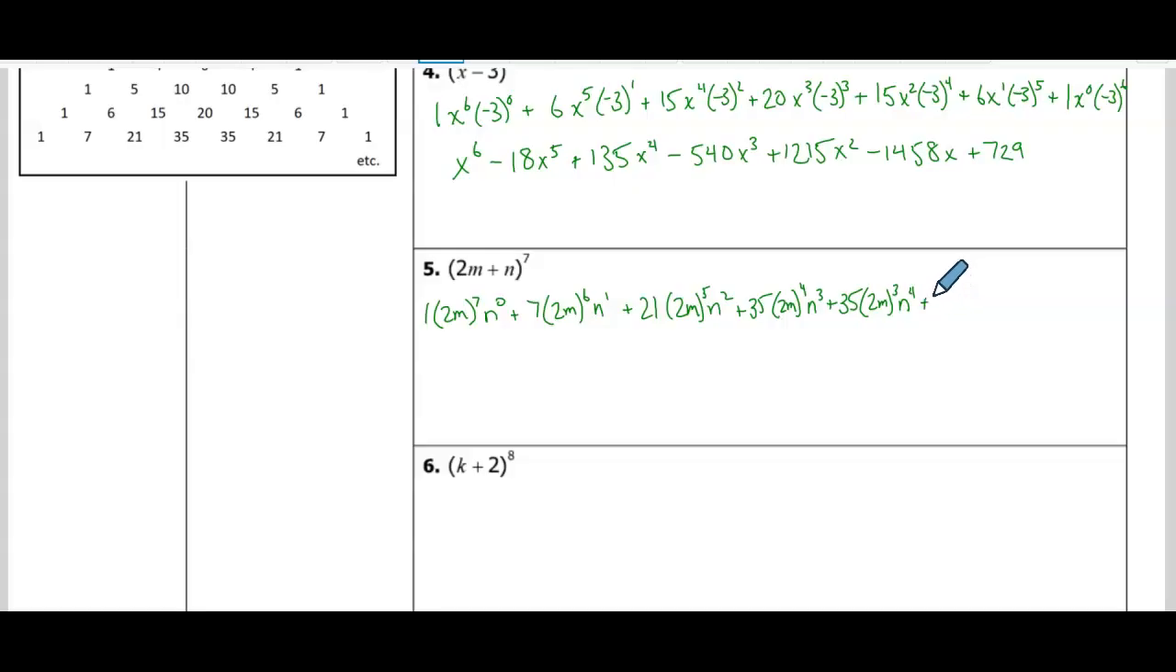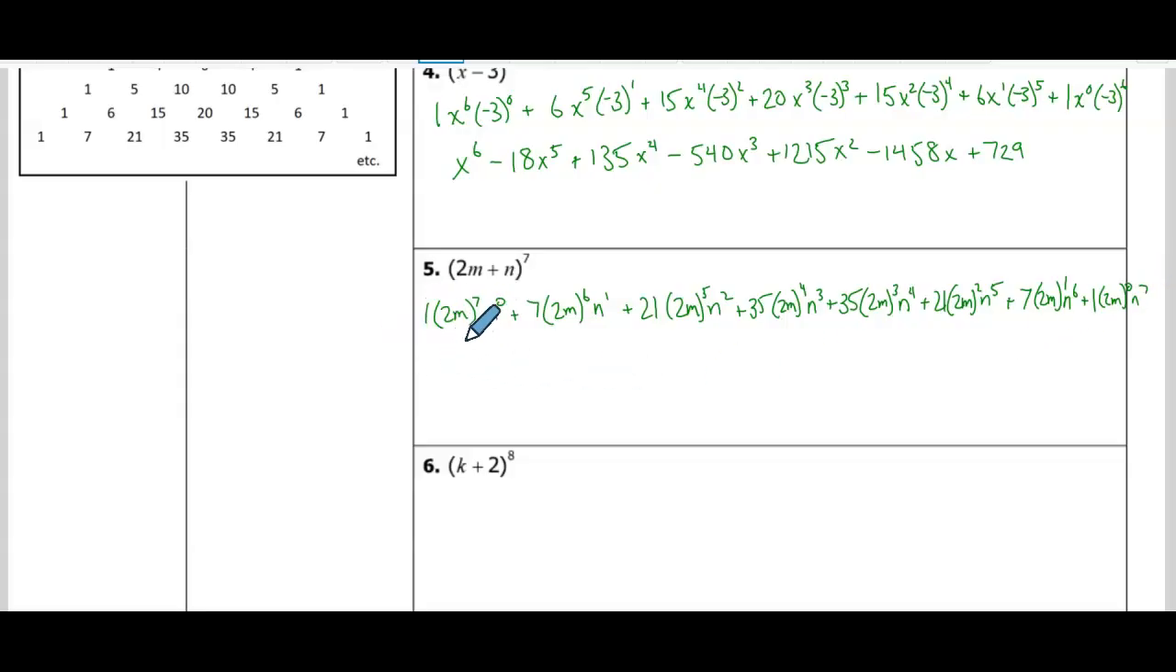Now we have a 21 again. 2m squared. N to the 5th. A 7. 2m to the 1st. N to the 6th, and one last term if I can squeeze it in. 2m to the 0, n to the 7th. Okay, good. Fit it all in there.